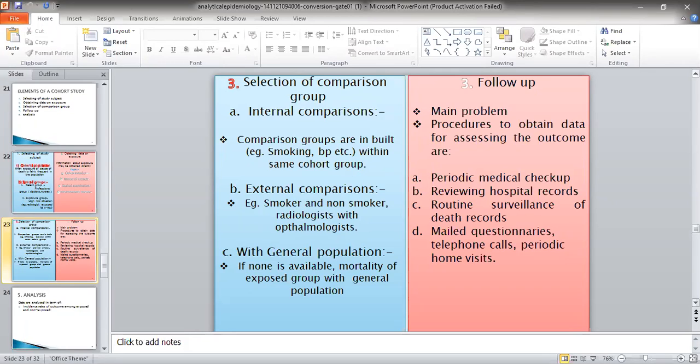Fourth step will be follow-up. Follow-up is very important. It is very essential for this study. Follow-up can be in the form of periodic medical checkups. We can take follow-up from reviewing hospital records, from routine surveillance of records, and also through mailed questionnaires, telephone calls, and periodic home visits. This follow-up can be biannual or annual, but it is very important.